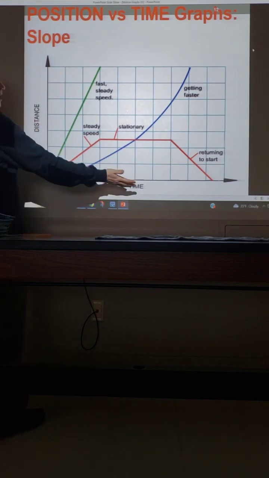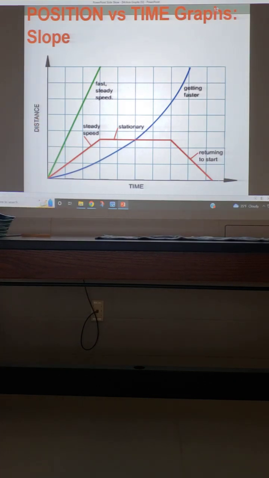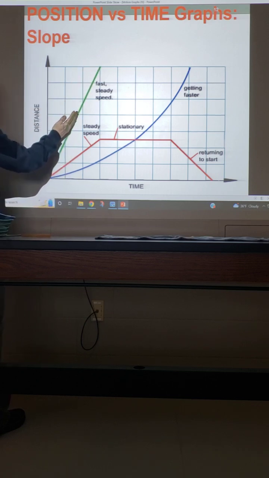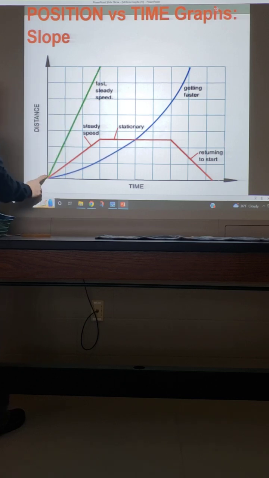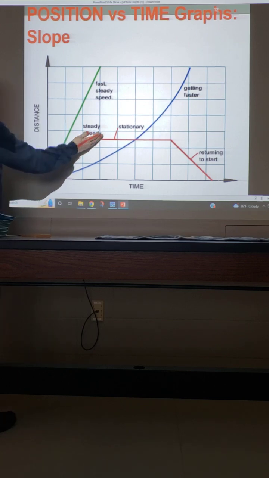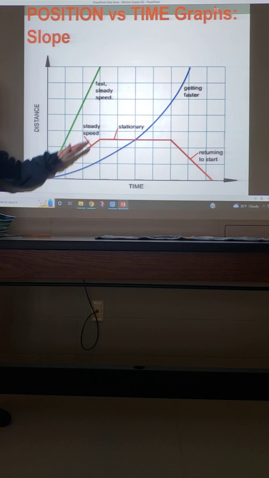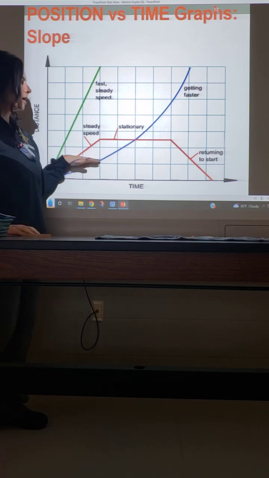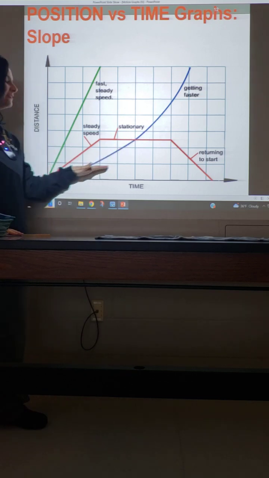So again, I have distance and time. So really this is showing me speed. And so here is a fast, steady speed. And I know that because it is steep and it is a constant straight line, right? That straight line tells me constant or steady, and it's steep, so that means it's fast. This part of the red line is also steady because it is a straight line, no curves, but it's not as fast as my green line. So if you just focus on the red and the green line, the green is steeper, meaning it's going to be faster.